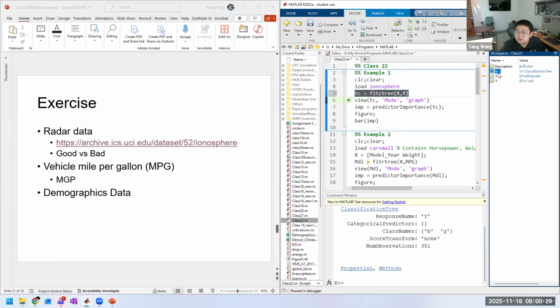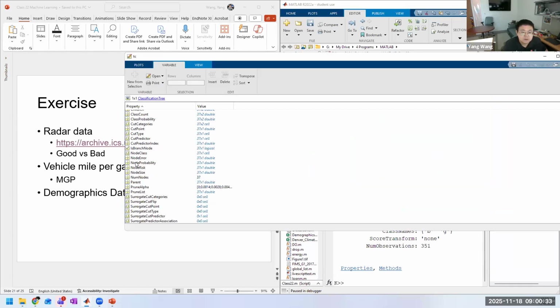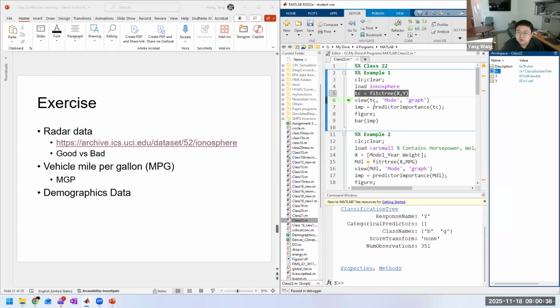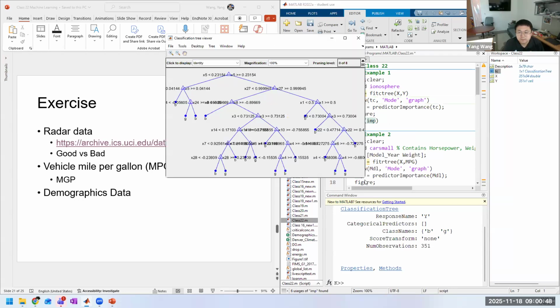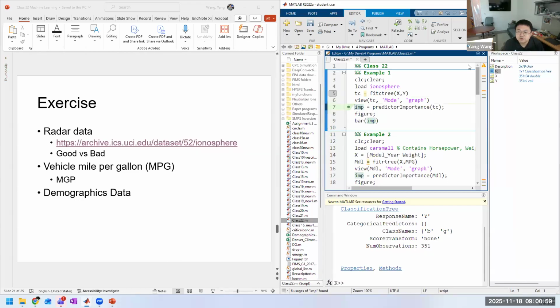Now we already ran it. You see the TC, this classification tree. There are different algorithms talking about the node where you make the cut and so on. Actually you can show the decision tree. You can just view this decision tree. This is the model result, and this is our decision tree. Basically it's classifying the data into good or bad based on X5, X27, and so forth.